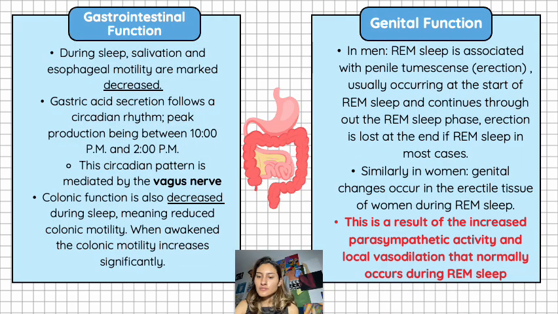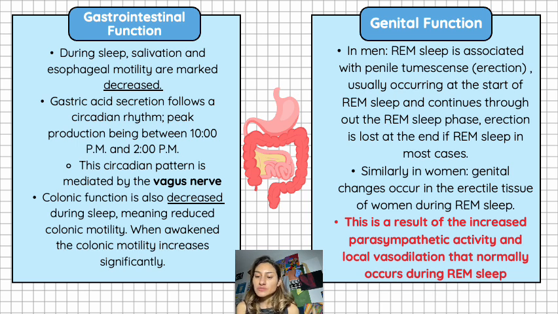Moving on to genital function, there are few to no changes during non-REM sleep. In men, REM sleep is associated with penile tumescence, also known as erection. The erection usually occurs at the start of REM sleep and continues throughout the REM sleep phase. In most cases, the erection is lost at the end of REM sleep. Similarly, genital changes occur in the erectile tissue of women during REM sleep.